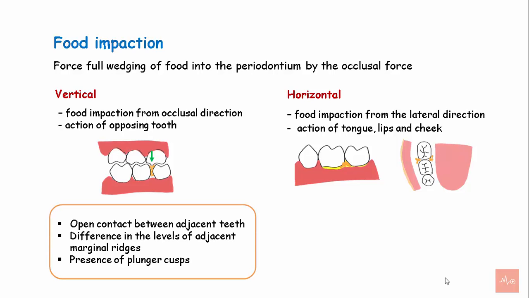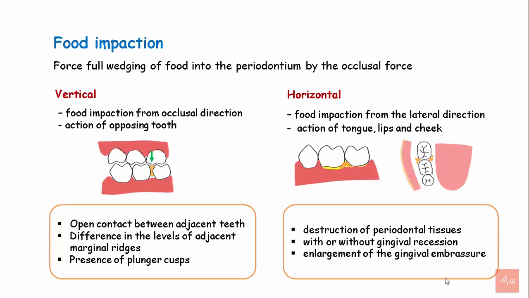Vertical food impaction is associated with open contacts between adjacent teeth, a difference in the levels of adjacent marginal ridges, and the presence of a plunger cusp. Horizontal food impaction is associated with destruction of periodontal tissues, can be associated with or without gingival recession, and leads to enlargement of the gingival embrasures.